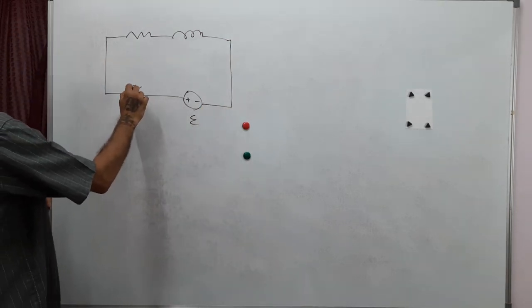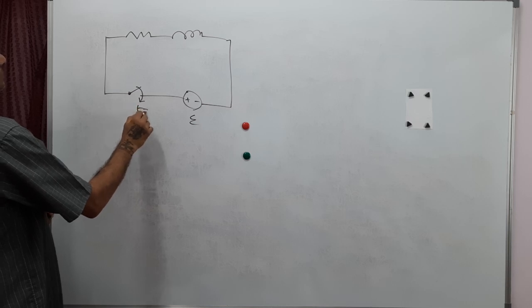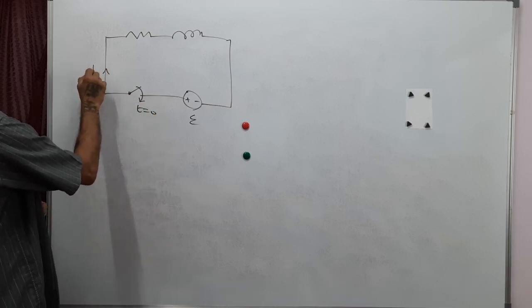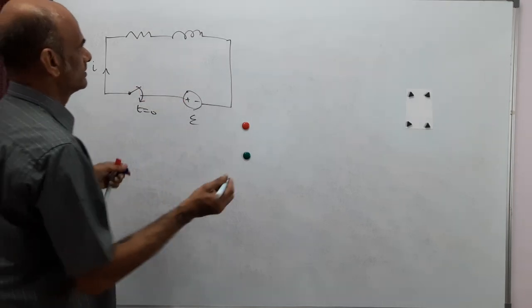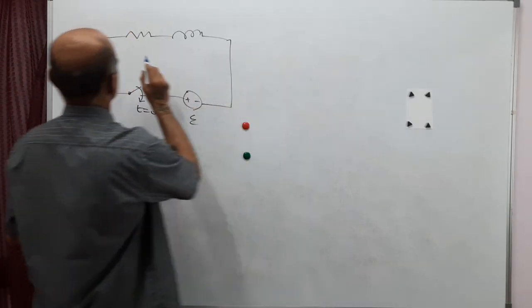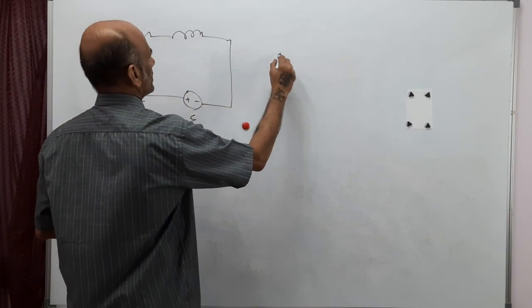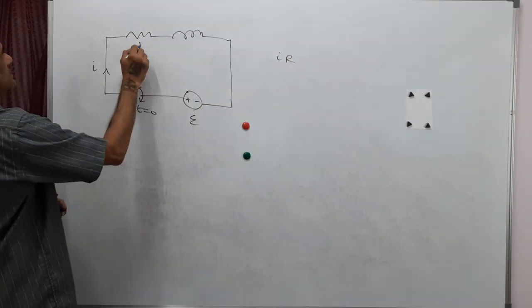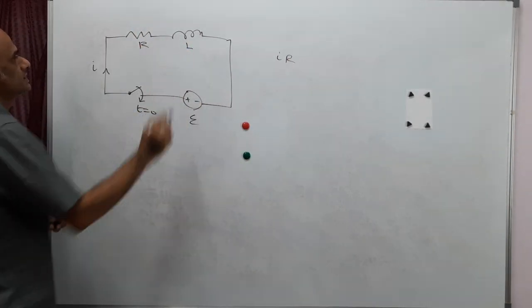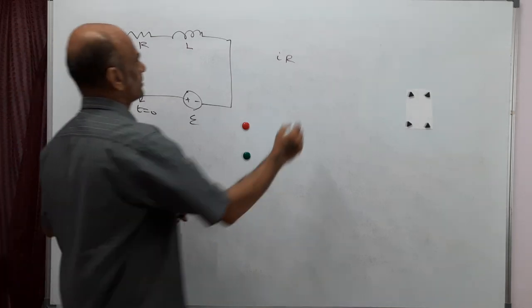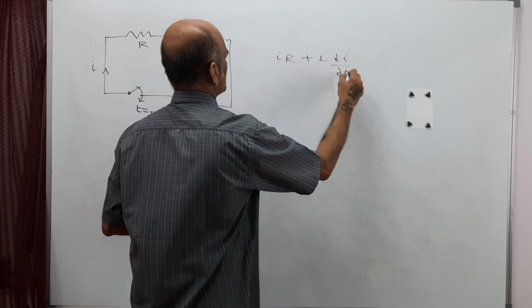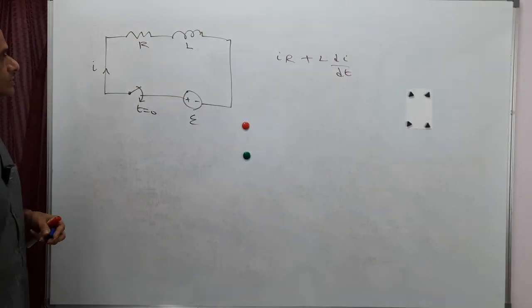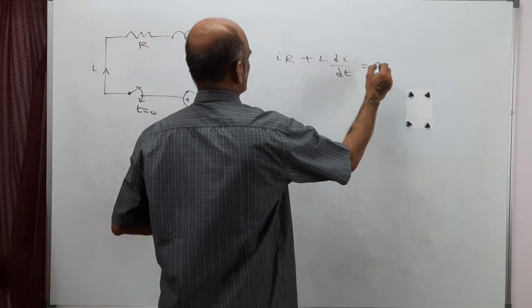So as soon as switch is closed, at time t equal to 0, the current will start flowing. How will the current change as a function of time? So you can write KVL in this loop. So the drop from here to here is I into R, where R is resistance value, let the inductance be L, and drop across the inductance is L into di by dt. That's equal to the cell voltage, which is E.